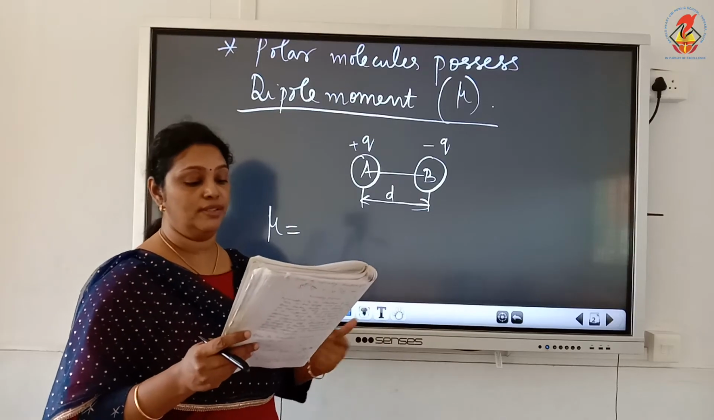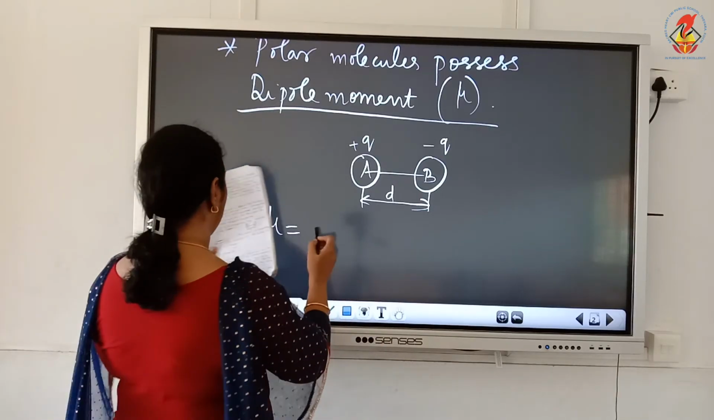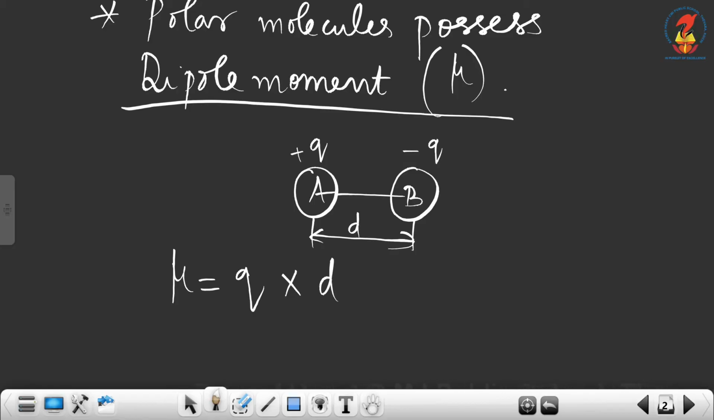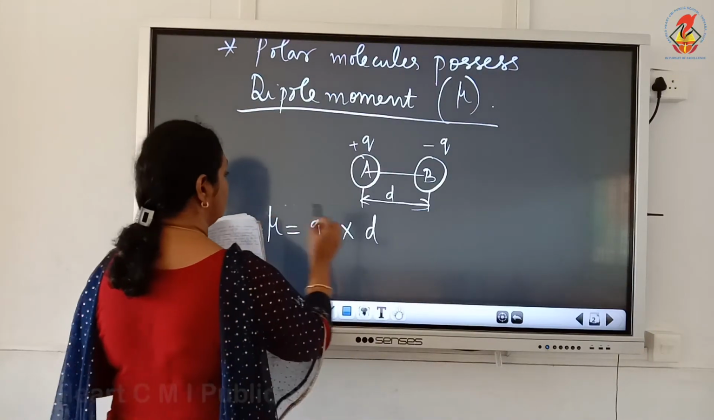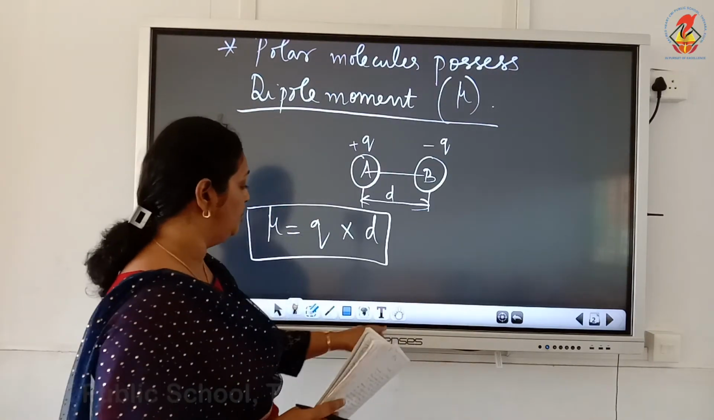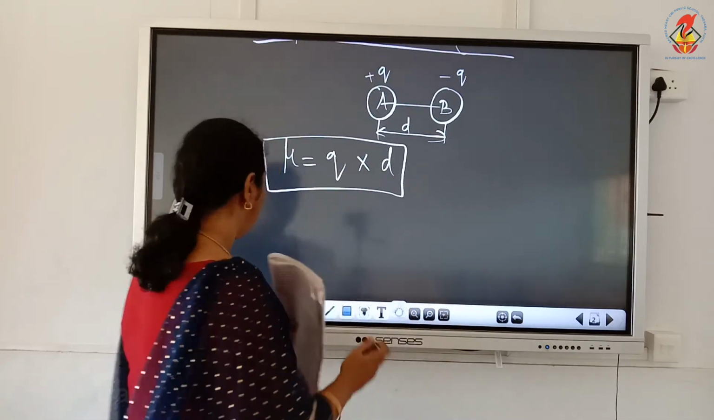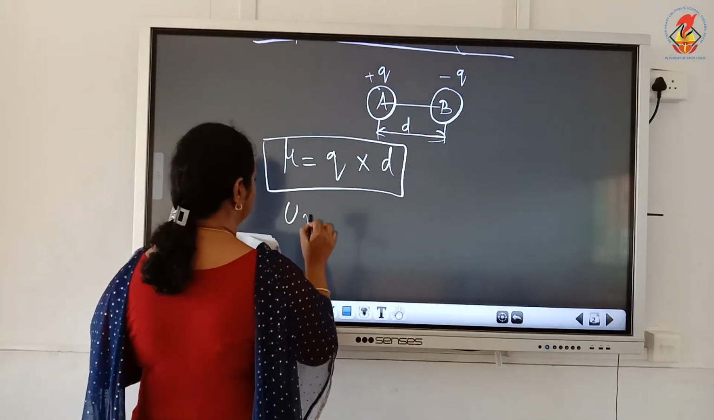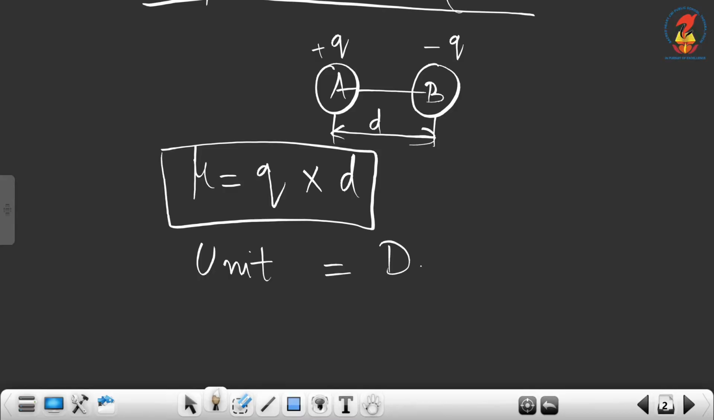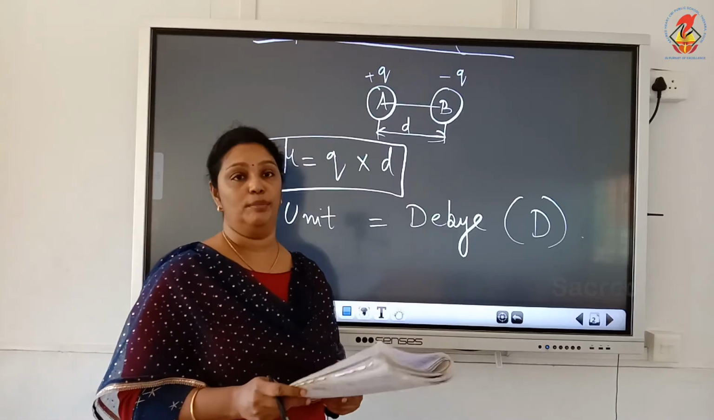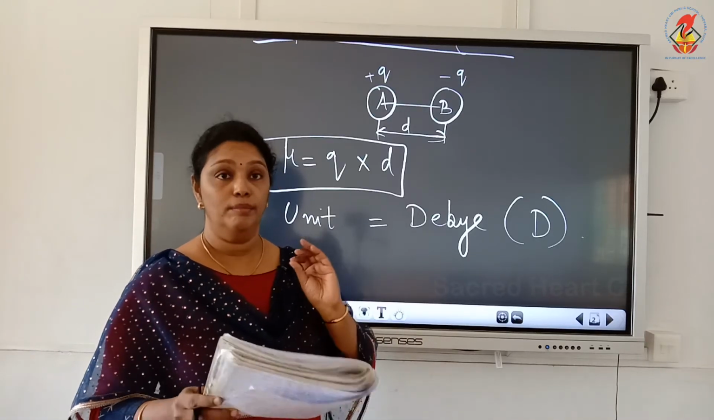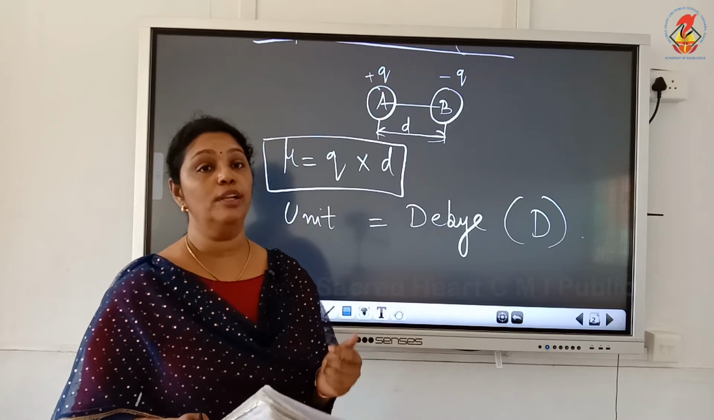So the definition of dipole moment, mu, is the product of magnitude of charge. Charge can be either positive or negative, and so it will be Q into the distance between the center of positive and negative charges. And the unit of dipole moment is Debye, denoted by capital D. So polar molecules will possess dipole moment.